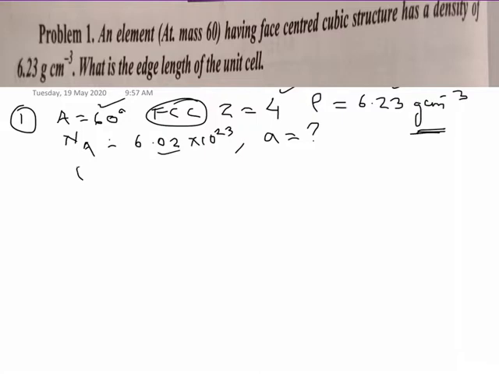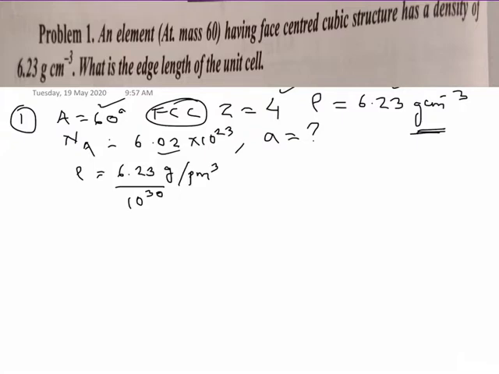So we must convert this density. Here it is, density 6.23 gram per centimeter cube. If I have to convert this into gram per picometer, 1 centimeter is equal to 10 to the power 10 picometer. So if I want to convert this to gram per picometer cube, I have to divide this by 10 to the power 10 into 10 to the power 10 into 10 to the power 10, and then write it as 10 to the power 30.